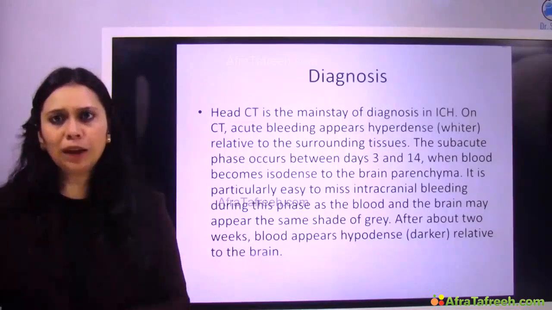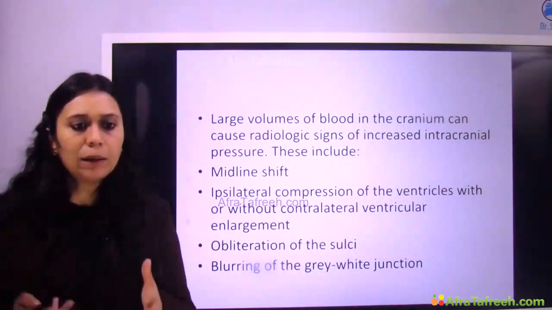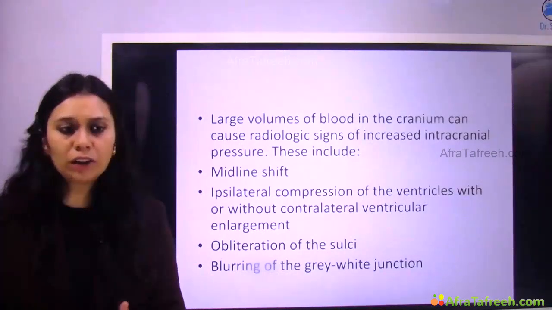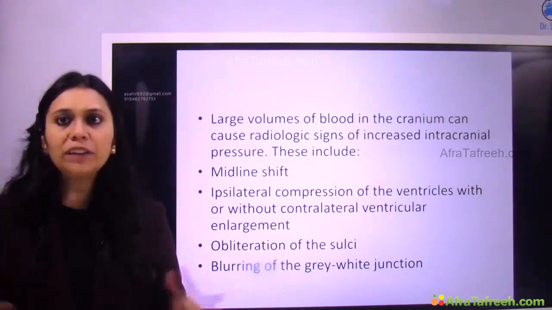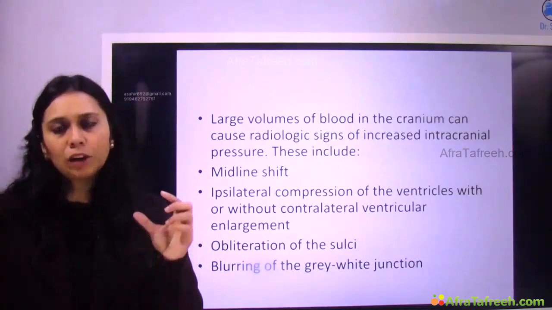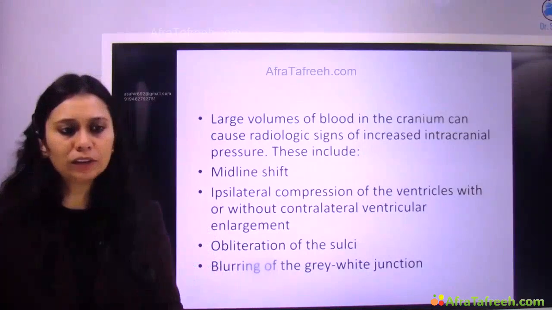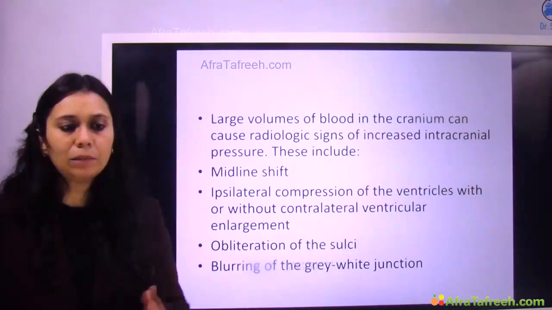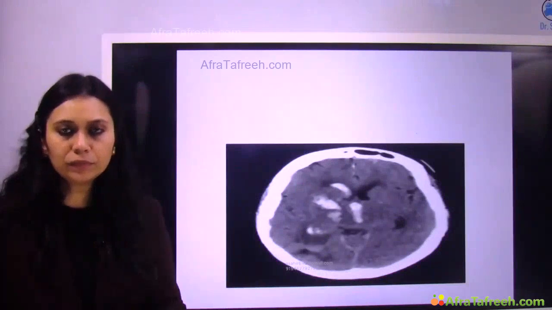If we have a large volume of blood, then there are a few features which are very clear on CT. There would be midline shift, right? Ipsilateral compression of the ventricles, with or without contralateral ventricular enlargement. The sulci and gyri of the brain would be obliterated because of increased intracranial pressure. And your gray matter and white matter junction would be blurred, so the fineness of the CT scan would be lost. So these are the few features of intracranial hemorrhage.